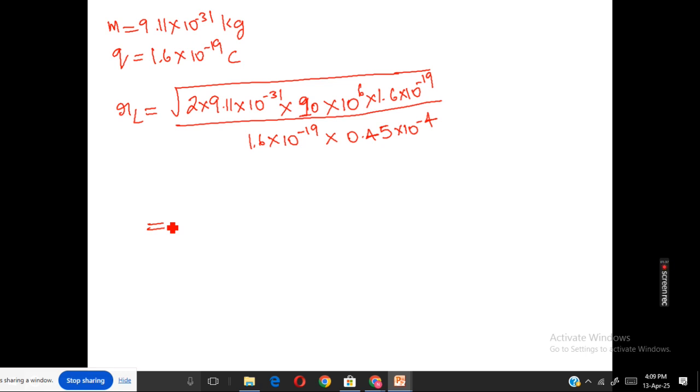The answer will be 237 meter. This will be the radius of gyration of the electron in the given conditions.